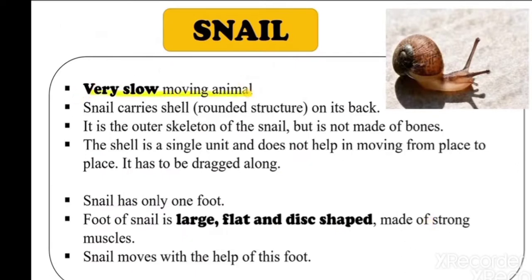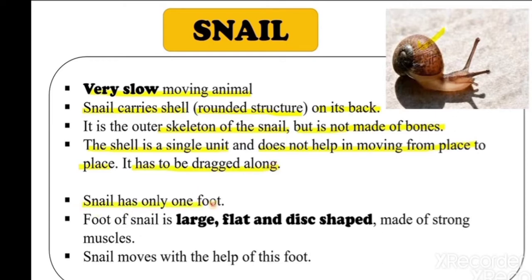The snail is a very slow moving animal because it always carries a rounded structure called its shell on its back. So this is the shell of the snail. It is the outer skeleton of the snail, but it is not made of bones. The shell is a single unit and it does not help in moving from place to place. It has to be dragged along. The snail has to carry it always along with it.